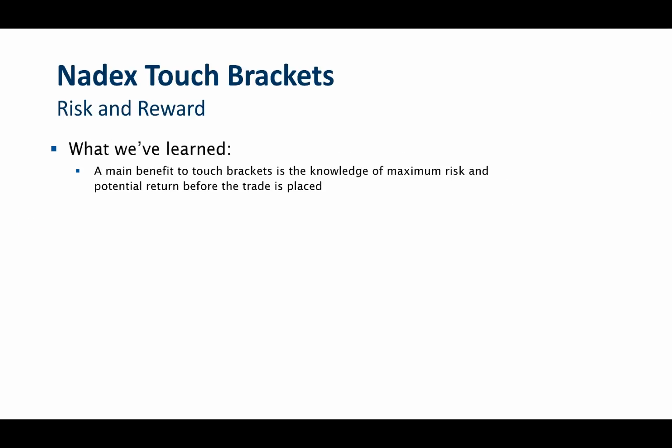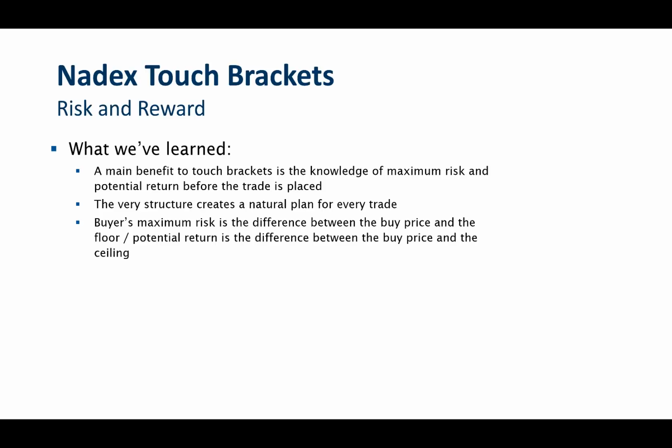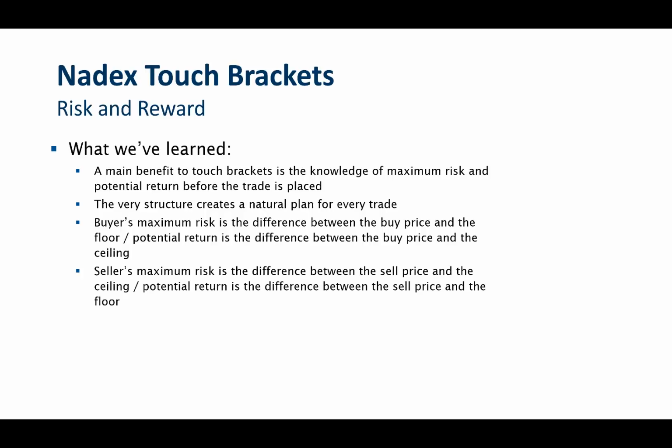So what we've learned in this module, a main benefit to touch brackets is the knowledge of maximum risk and potential return before the trade is placed. The structure creates a natural plan for every trade for both risk management and profit taking. We've learned that the buyer's maximum risk is the difference between the buy price and the floor, where their potential return is the difference between the buy price and the ceiling. We've learned that the seller's maximum risk is the difference between the sell price and the ceiling, and the potential return is the difference between the sell price and the floor.